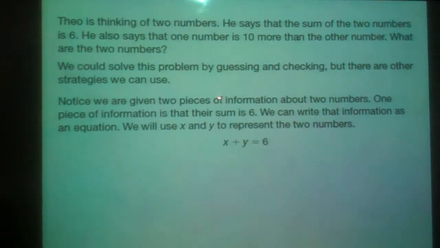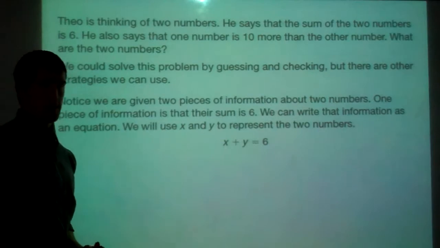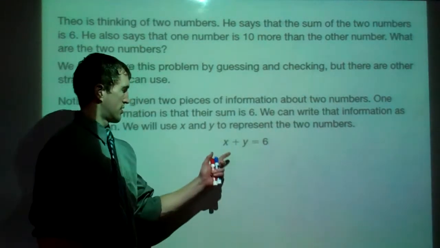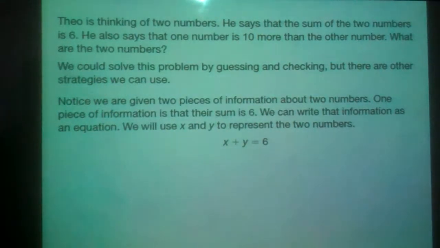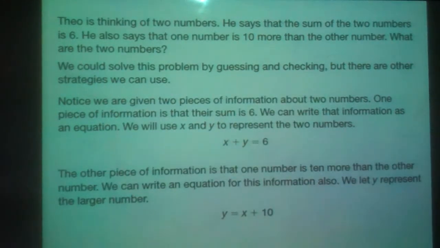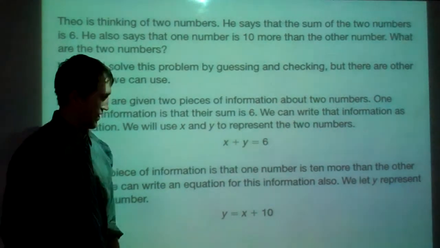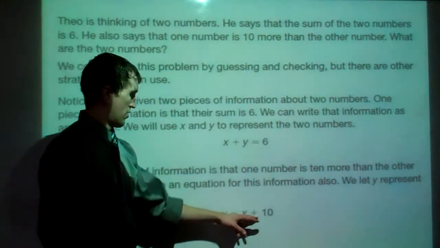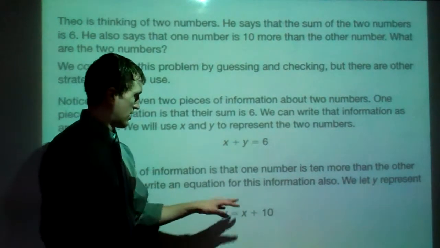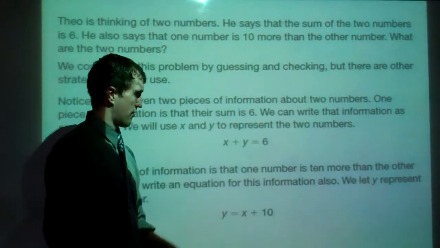One piece of info is that their sum is 6, and we can write that information as an equation. So x and y are going to represent the two unknowns, and we know that they sum or add up to 6. So whatever this number is plus whatever this number is should be 6. We also know that one of the numbers is 10 more than the other. So the way that they have it set up, they say that y is going to be 10 more than x is. All right? So these are the two equations that we have.